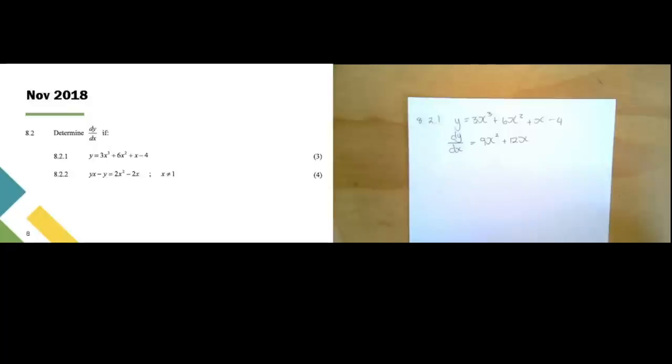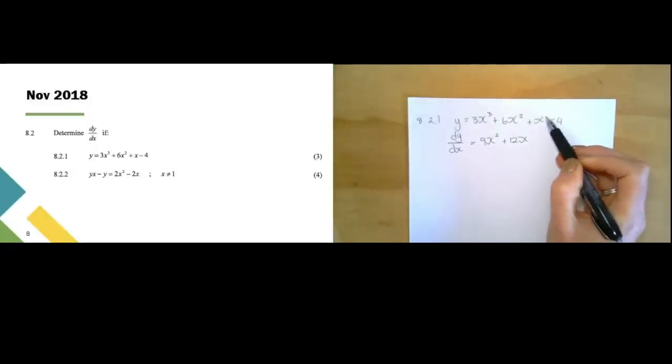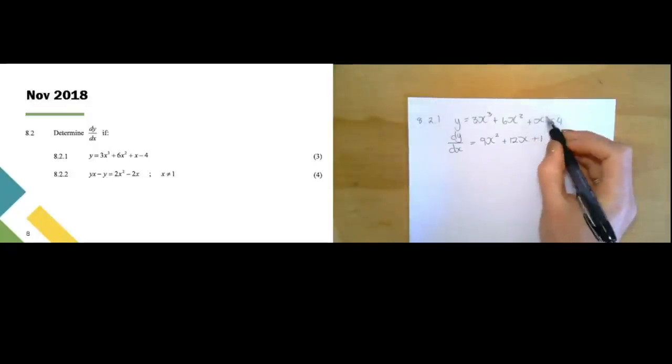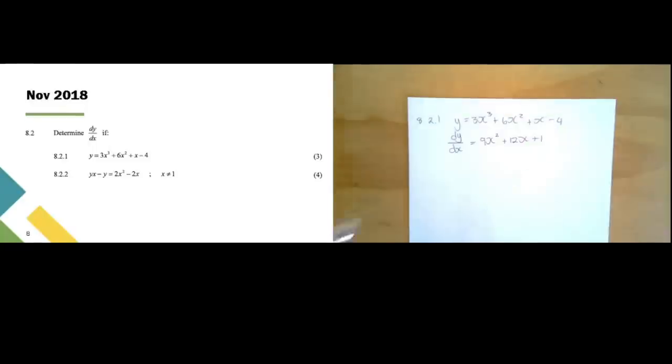Dy over dx equals 3 times 3, 9. X to the power of 3 minus 1 is 2. 6 times 2 is 12, so plus 12, x to the power of 2 minus 1 is 1. The exponent by the x is 1, 1 times 1 is 1, so plus 1, x to the power of 1 minus 1 falls away, it's 0. Can't differentiate the last one, it has no x's. 3 marks, a mark for each of the terms.